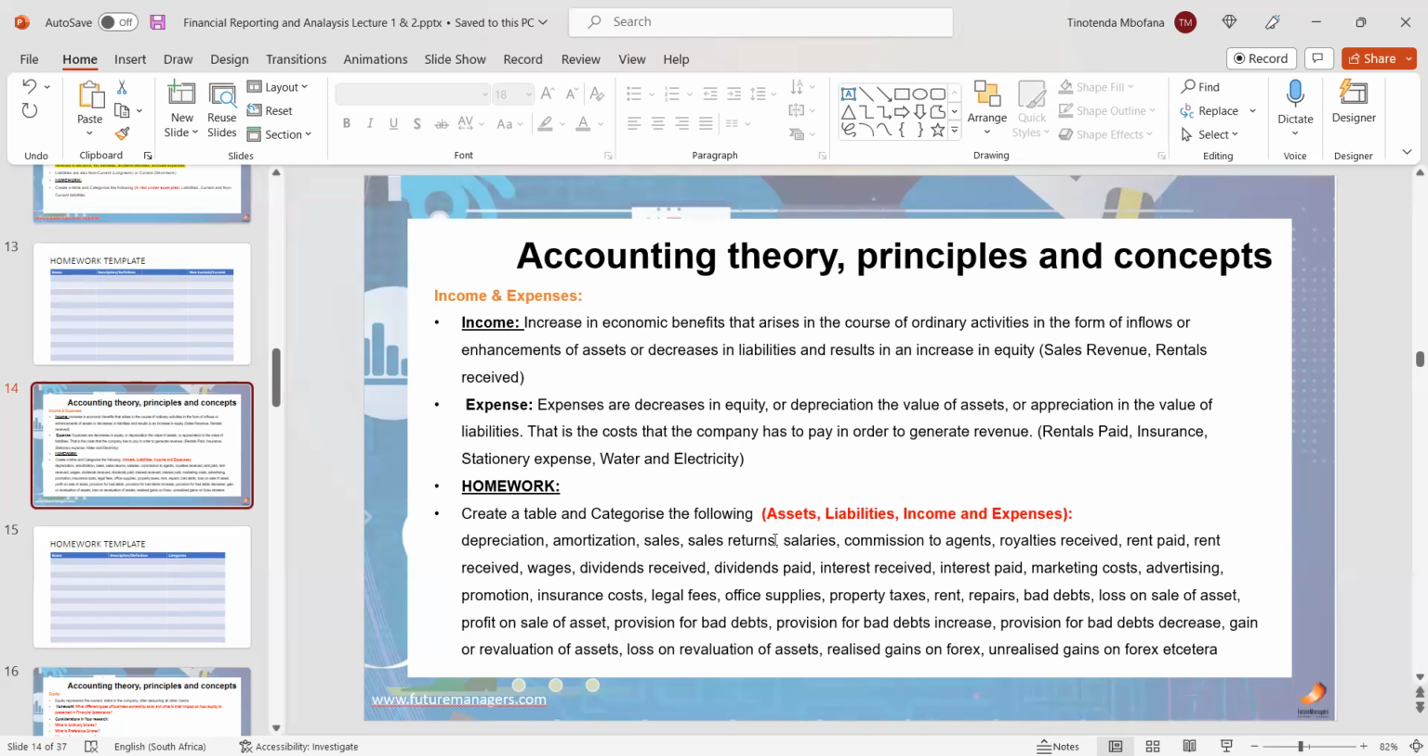Then expenses. Expenses come in the form of three things, right? An expense can either be a decrease in equity, a depreciation of an asset, or an appreciation in the value of a liability. Don't worry if you didn't understand what I said, I'll explain. So what do I mean by a decrease in equity? We are saying that if within an organization your ownership of the organization is declining over time, your value of the organization is declining over time, that is an expense. Usually you will see that in the form of a loss for an organization, right?